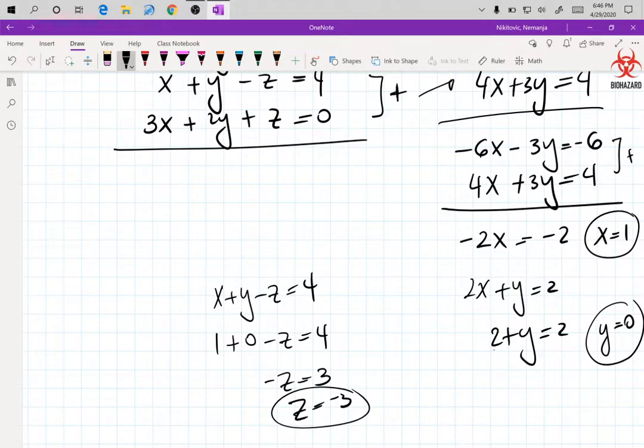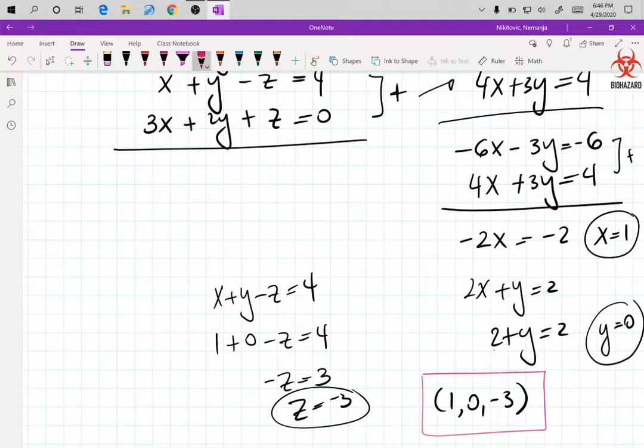And now all I need to do is to write my solution. 1, 0, negative 3. So x is 1, y is 0, and z is negative 3. So these 3x3 systems will be back big time later on in math. Make sure you understand these and know how to do this.